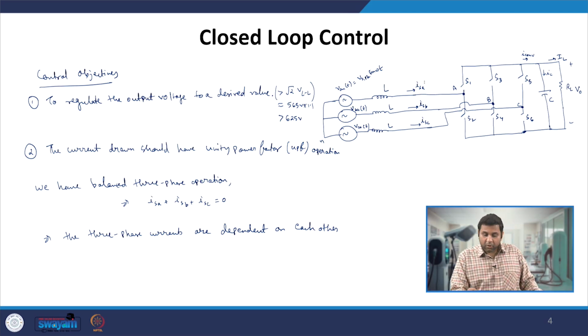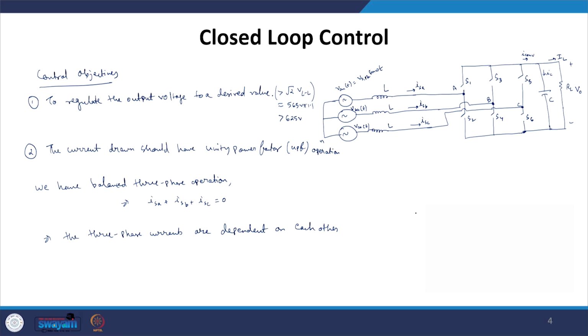So, if I am trying to control the A phase current by applying some voltage at the A phase, automatically, independent of what my B and C phase voltages applied are, there will be a change in the current in order to ensure the unity power factor operation. And that is in order to ensure the balanced 3 phase operation.